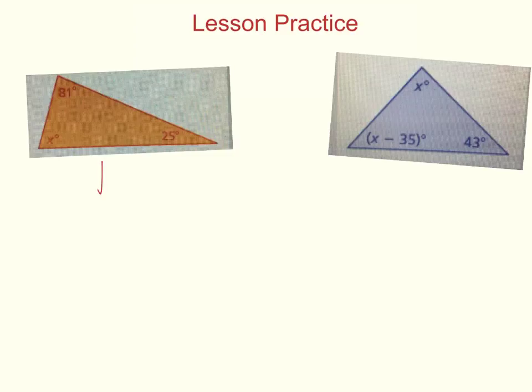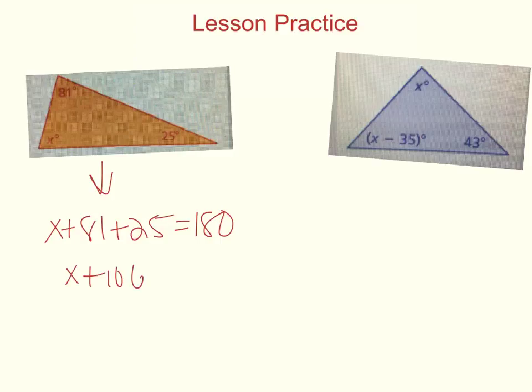So here for our orange triangle, I know that x plus 81 plus 25 is going to give me 180. When I combine 25 and 81, I get x plus 106 is equal to 180. When I take 180 minus 106, I'm going to get x is equal to 74. So the value of x here is 74 degrees.